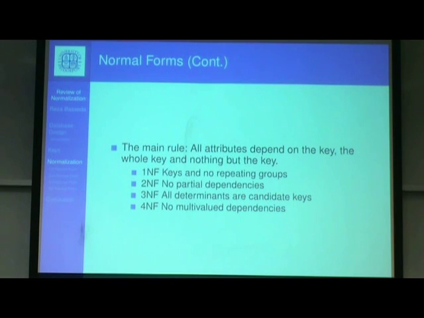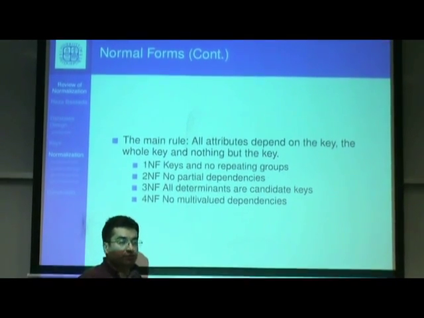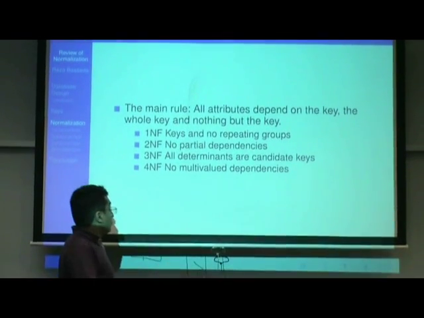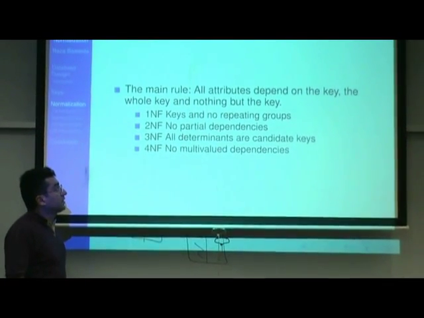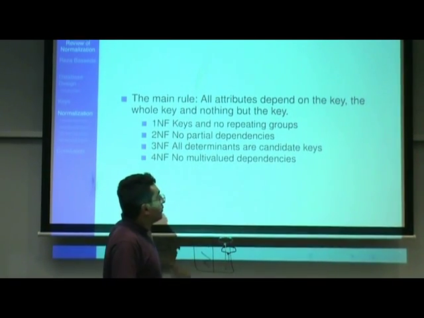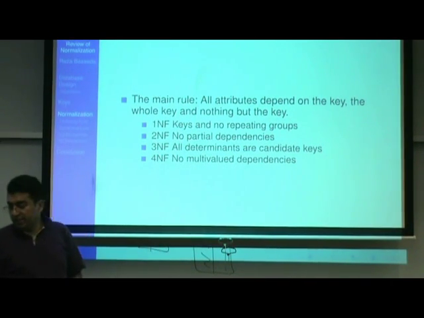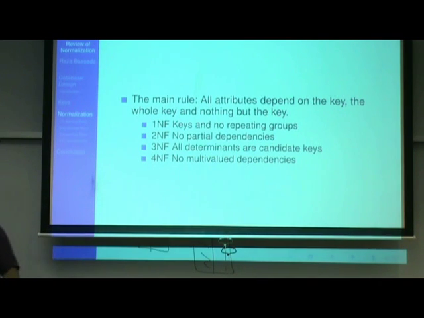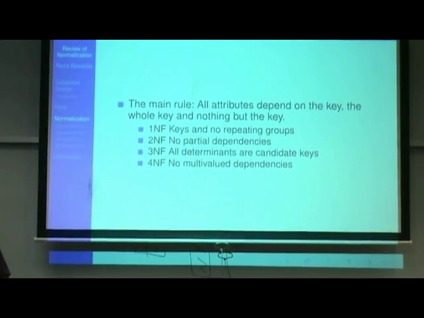And this is a summary of normal forms. For example, for the first normal form, you define the keys and you remove the repeating groups. In the second normal form you remove partial dependencies. In the third normal form you remove transitive dependencies, and for the fourth normal form you remove multi-value dependencies.